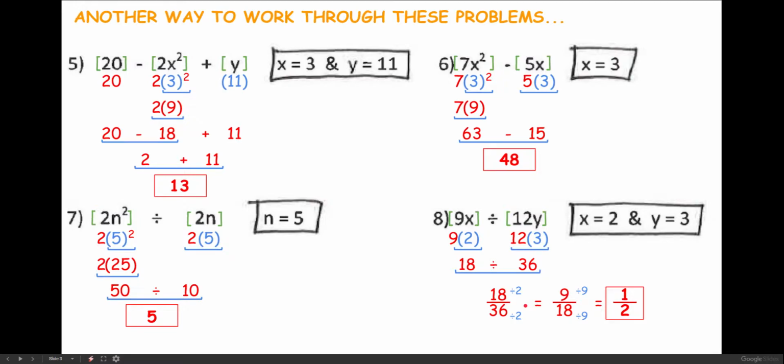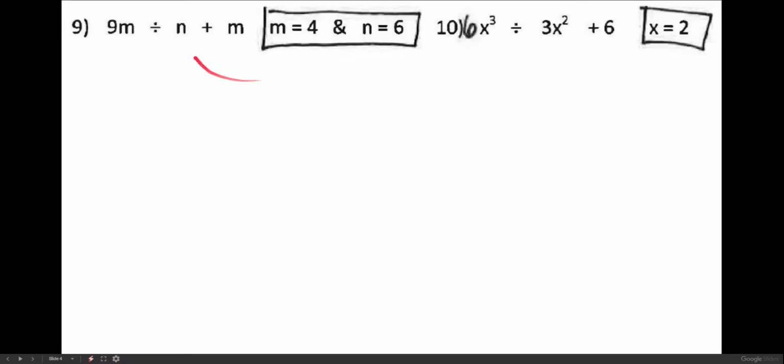Let's try the last two. We have 9m divided by n plus m. So 9m, let's deal with that first. 9m is just 9 times 4, which is 36. n is just 6. Nice. m is just 4. Also kind of nice. Bring down the divide and the plus. So order of operations, we're going to do division first. 36 divided by 6 is 6, plus 4. 6 plus 4 is 10.